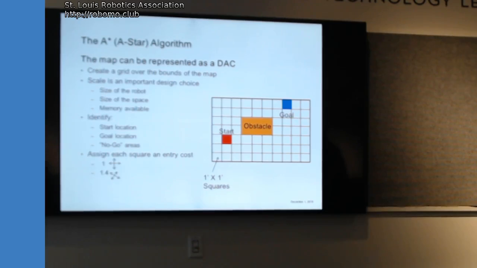So then I assign a cost to each of those links between the nodes. If the links are vertical or horizontal, I'm just going to say the cost of that move is 1. If it's diagonal, because it's a little farther, the square root of 2 to get there, it's 1.4 is the cost of a diagonal move.